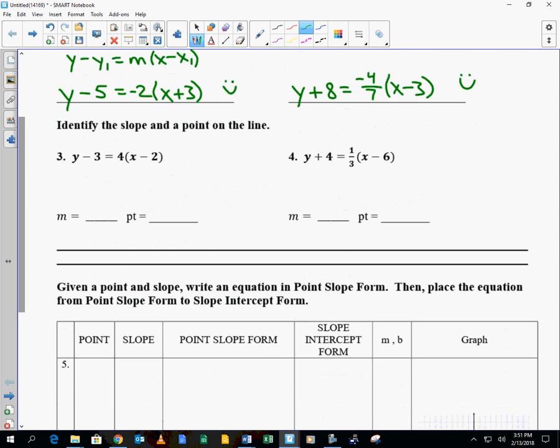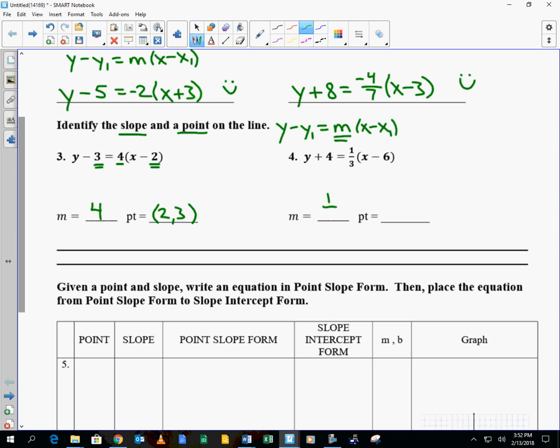Now we're going to switch it around. Now you have the equations, and you're going to identify the slope and the point on the line. Well, you remember that for y minus y1 is equal to m times x minus x1, the slope sits right there. You can see here that the slope sits right in front. So it's 4. For the point, it's the x value being subtracted, which is 2. And it's the y value being subtracted, 3.